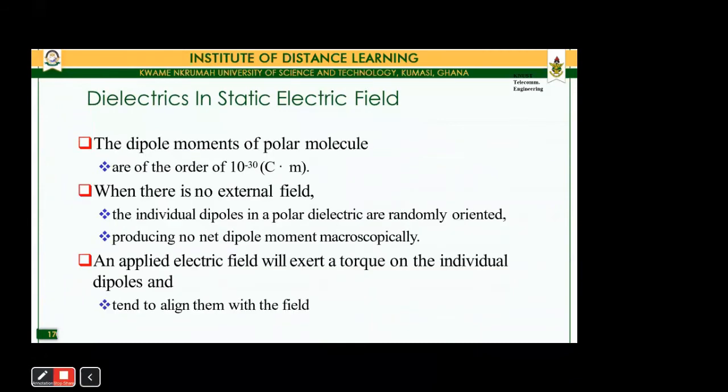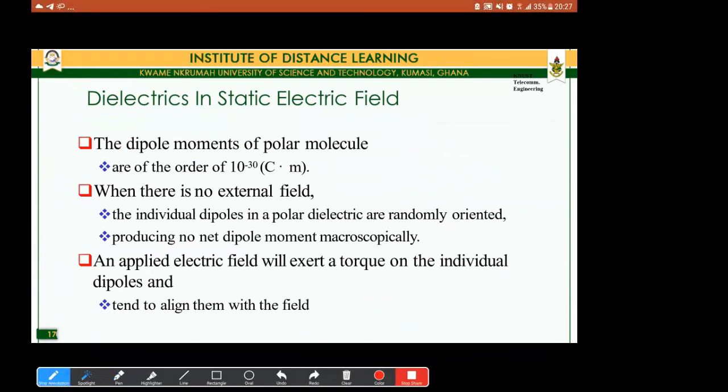Now, we say that the dipole moments of polar molecules are very small, of the order of 10 to the power minus 30 coulomb meter. When there is no external field, the individual dipoles in the polar dielectric are randomly oriented. That is, in the absence of an external field, they are oriented in different directions. So you have some in this direction, some in this direction. The dipole moments are oriented randomly, and therefore there is no net dipole moment. Because they are in different directions, you don't have a net dipole moment, right?